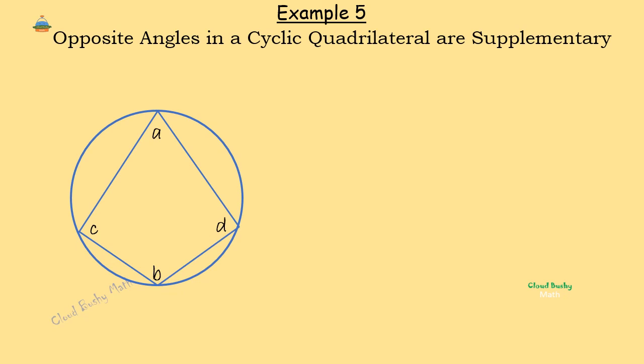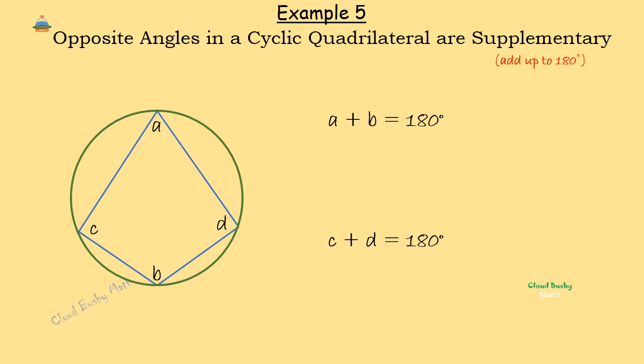Lastly, opposite angles in a cyclic quadrilateral are supplementary. If a quadrilateral is inside a circle and all its vertices are on the circle, then the opposite angles of such a quadrilateral add up to 180 degrees. In this particular diagram, A plus B is equal to 180 degrees. C and D are opposite angles. They are in a cyclic quadrilateral, so they are supplementary as well.